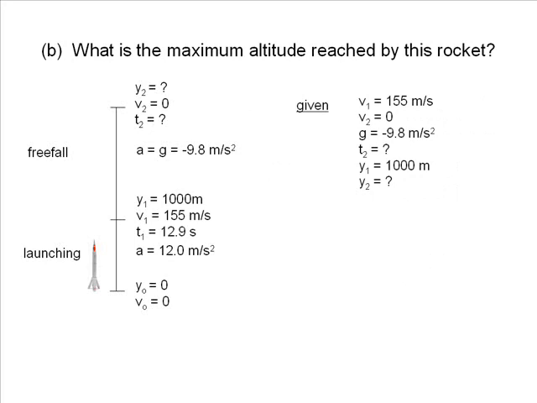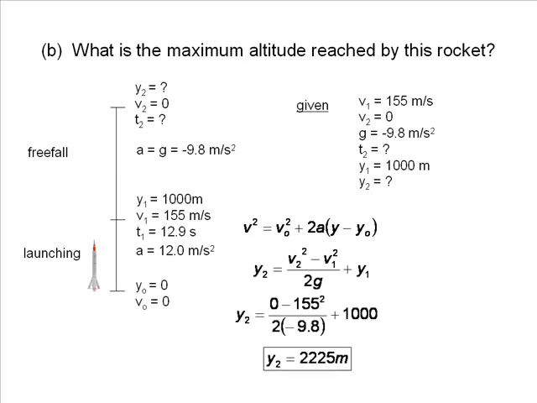v1 will now be our initial velocity, and y1 will be our initial position. We need to find an equation that allows us to solve for y without knowing the time. Here's the equation we will use. We rearrange the variables to isolate the final position, input our data, and find the maximum height the rocket reaches.